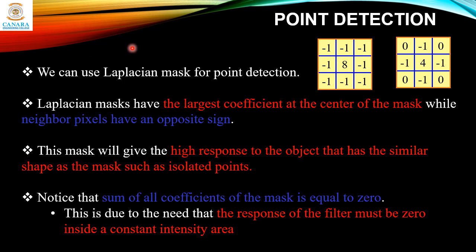But if you are passing the filter on a constant area like this, I'll draw. If I pass a filter in this area, the area is black throughout, so the filter response should be 0. There should be no change in the intensity. But if I place the filter like this, on the edge, this point should be highlighted. This change in intensity should be amplified. That is basically the concept here.